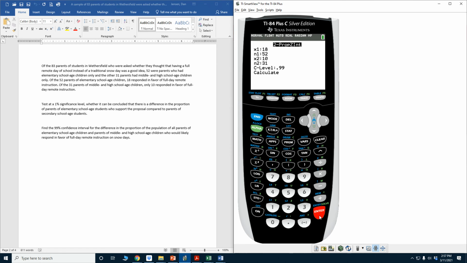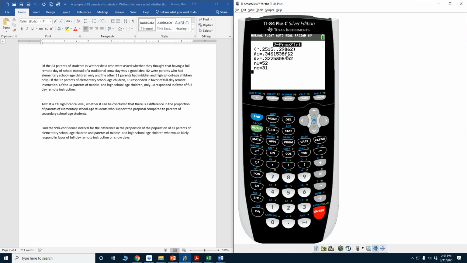18 of the 52 parents of elementary school age children, 10 of the 31 parents of middle and high school age children responded in favor of full remote day instruction instead of a traditional snow day. Find the 99% confidence interval. So we've got the 99% confidence interval, and we're simply going to cursor down and hit calculate. And we see our confidence interval from negative 0.252 to 0.299. So in other words, somewhere between 25.2% fewer to 29.9% more of parents of elementary school age children favored the new proposal as opposed to middle and high school parents.